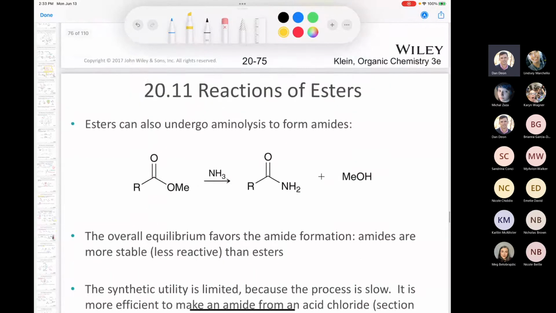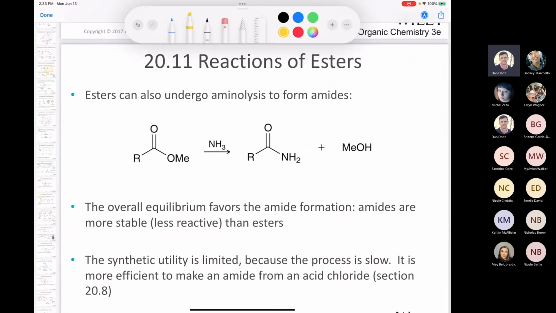So with all that in mind, let's talk about a few more reactions of esters. This one is called aminolysis. Think about what aminolysis means. You've got amino, right? You have an amine, and then you have lysis. Lysis just means you're breaking something, right? To lyse something, right?